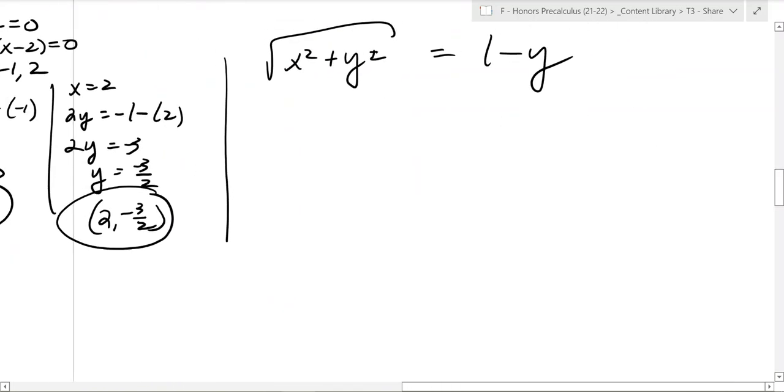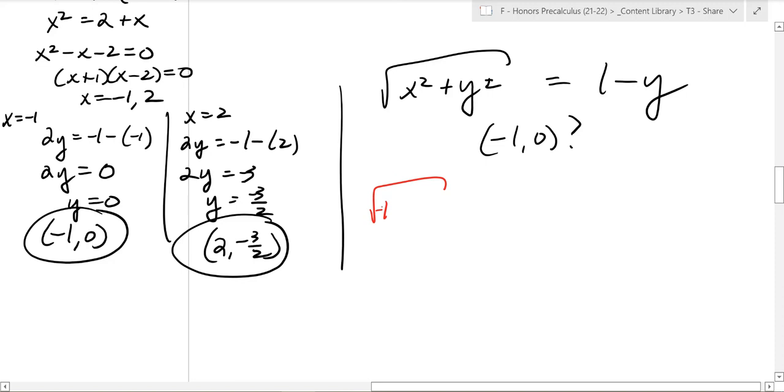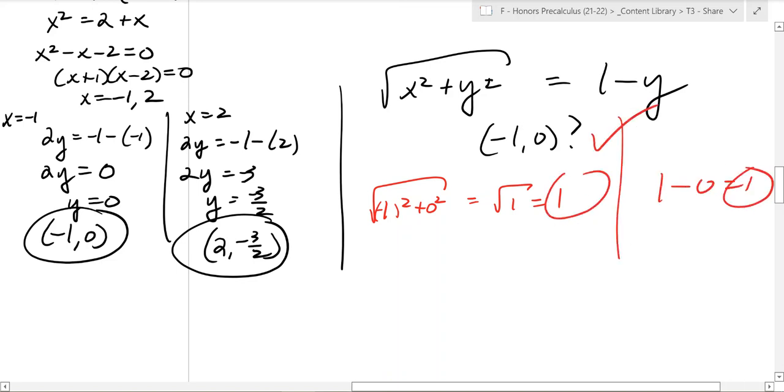So the first one that we need to check is that first one, negative 1, 0. Does this work? Let's check it. It's going to be the square root of negative 1 squared plus 0 squared. Well, that's going to be the square root of 1, which is 1. And then on the other side, 1 minus 0 is 1. So it does check. So this one does work.